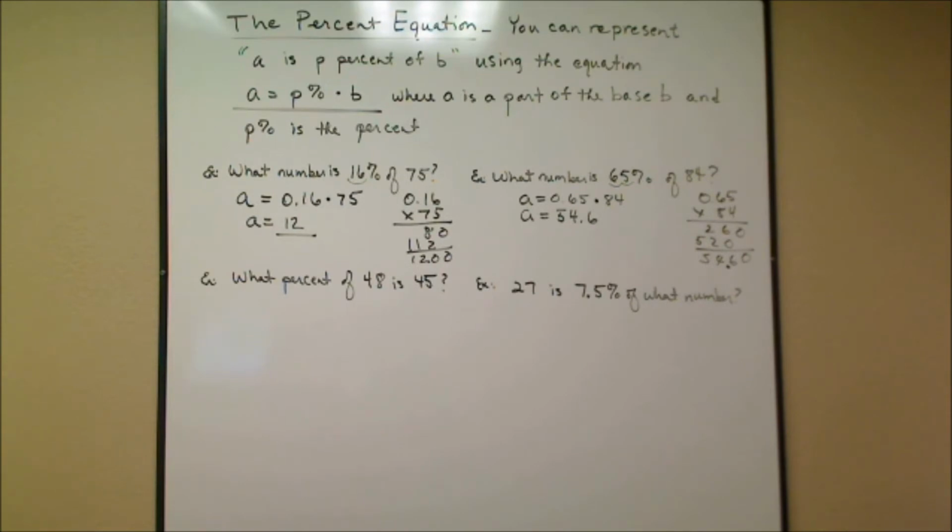It doesn't always have to come out to be an integer. Sometimes you get a decimal. That's one nice thing about this method and your arithmetic.